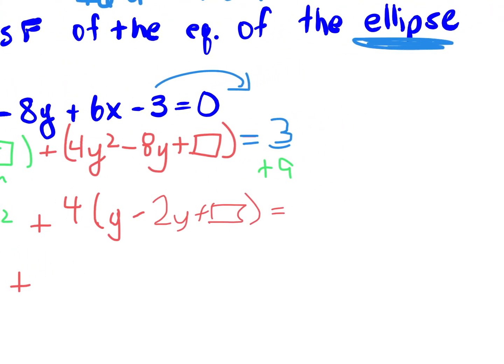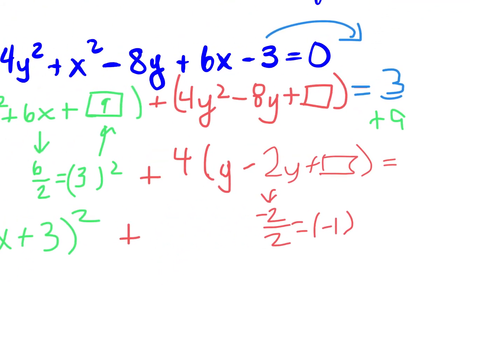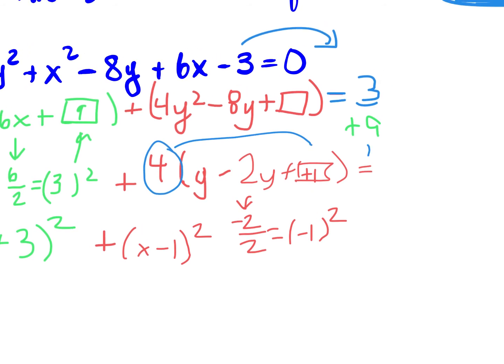So guys, we're going to take our b term. Our b term is negative 2. So negative 2 divided by 2 is negative 1. So I know that this binomial is going to be y minus 1 squared. And then when I square negative 1, that becomes positive 1, so plus 1. Now, I have to account for that 4 that we took out. So I have to say 4 times 1 is 4. And then that's what we're going to add to the other side. So right here, I'm going to have a plus 4.